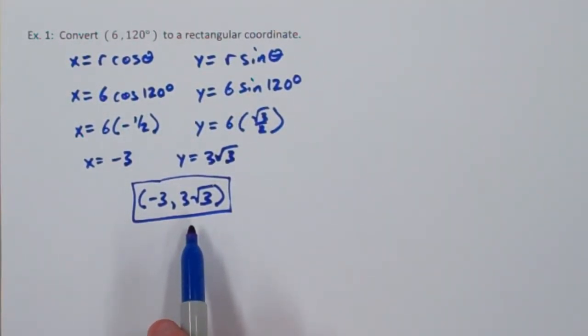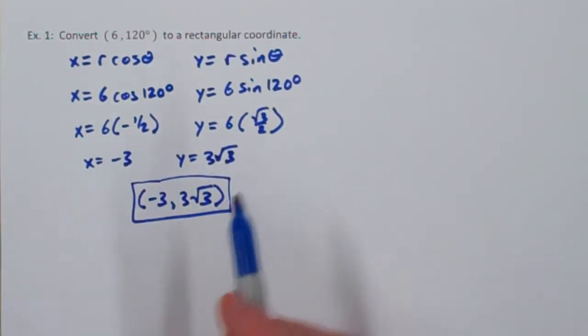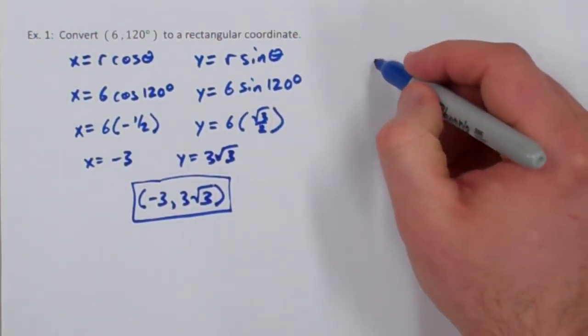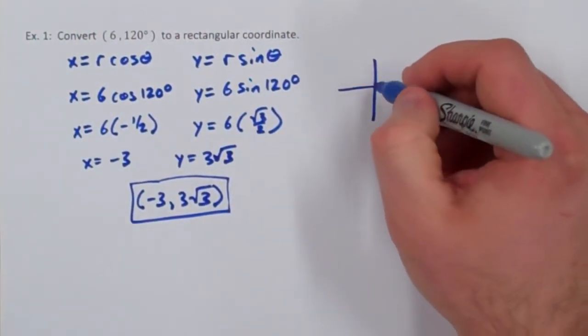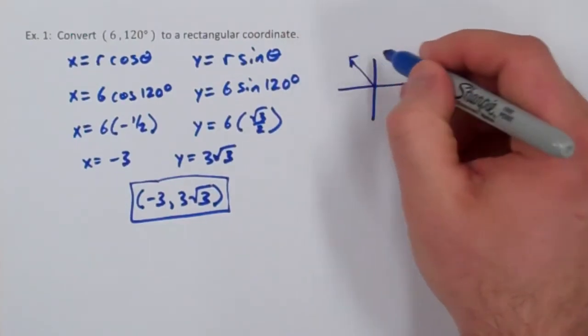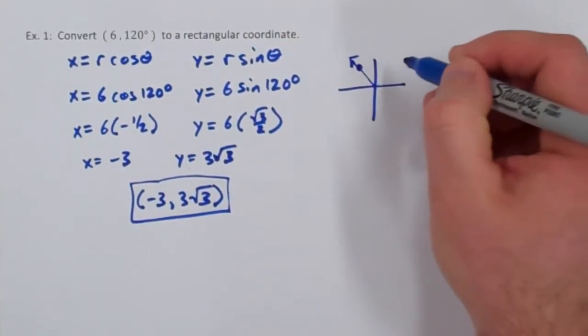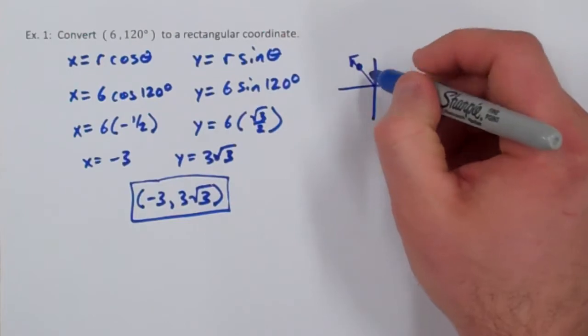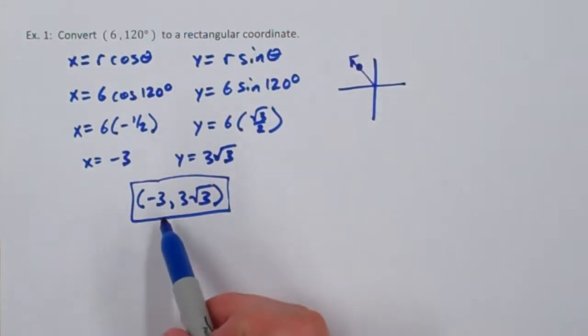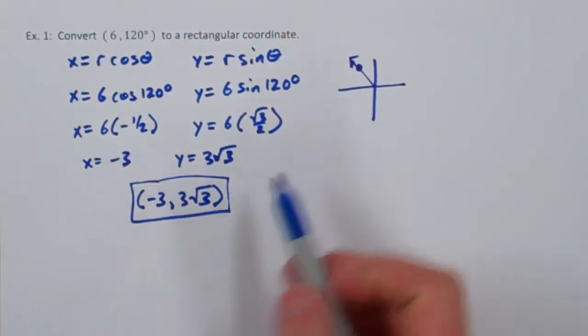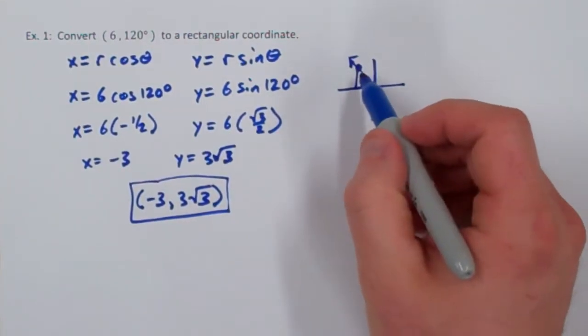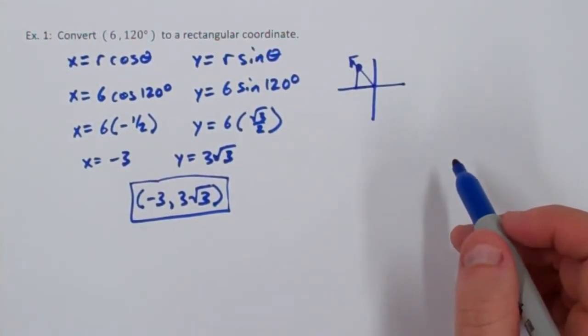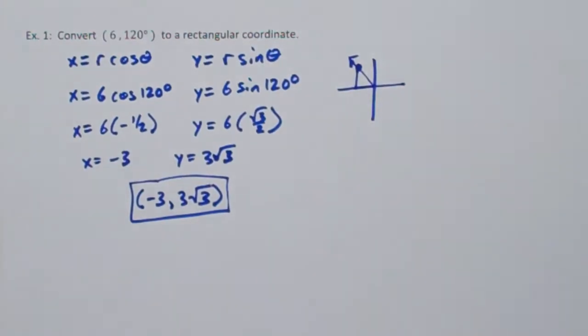It's often a really good idea after you get done with this to think about where that is. So if we use r and theta, 120 degrees would be here, and let's make this arbitrarily 6 units long. So that's in quadrant 2, and then (negative 3, 3 root 3) would also get us to the same location in quadrant 2.